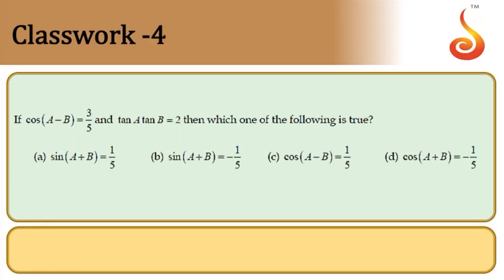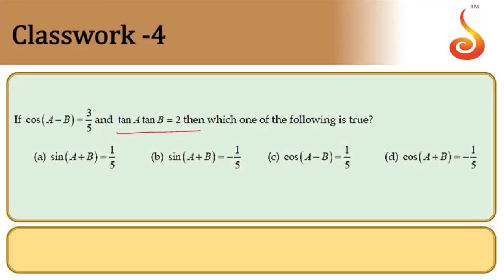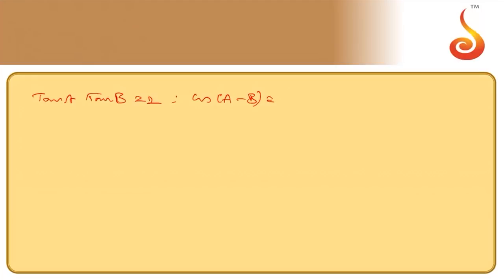Cos of a minus b is equal to 3 by 5. Tan a, tan b is equal to 2. So let me consider first tan a into tan b is equal to 2. And you are given cos of a minus b is equal to, how much is given? It is 3 by 5. So cos of a minus b is equal to 3 by 5.